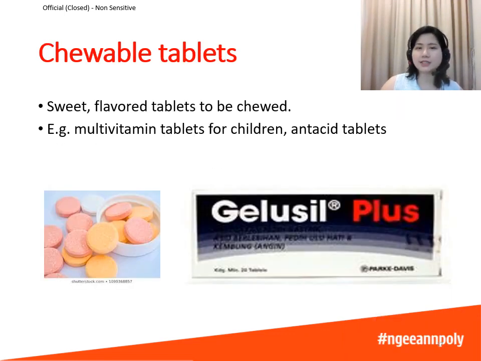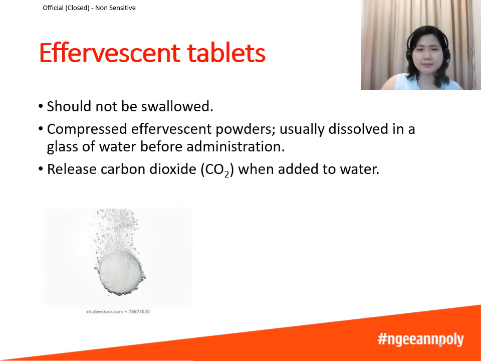Chewable tablets are sweet, flavored tablets which are meant to be chewed. We commonly see chewable tablets in multivitamin tablets for children and antacid tablets. Effervescent tablets are not meant to be swallowed. They are usually dissolved in a glass of water before administration. The ingredients react in the presence of water to release carbon dioxide, which will then help the tablet to disintegrate.